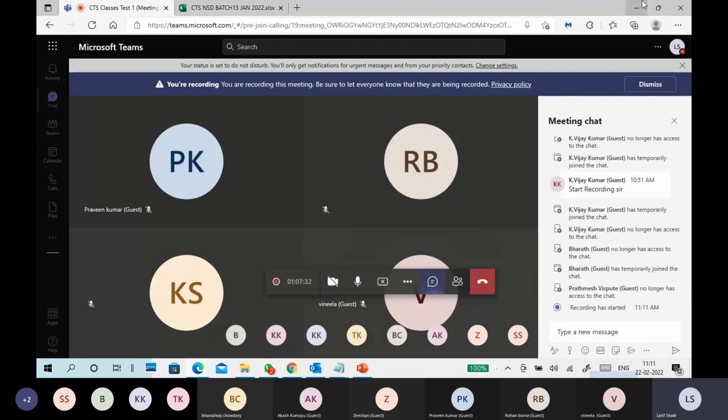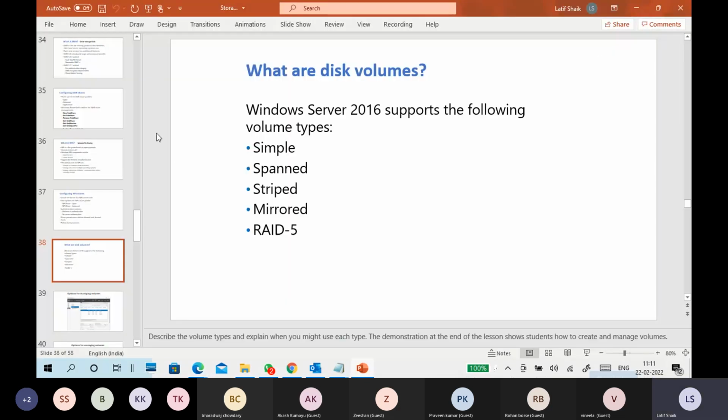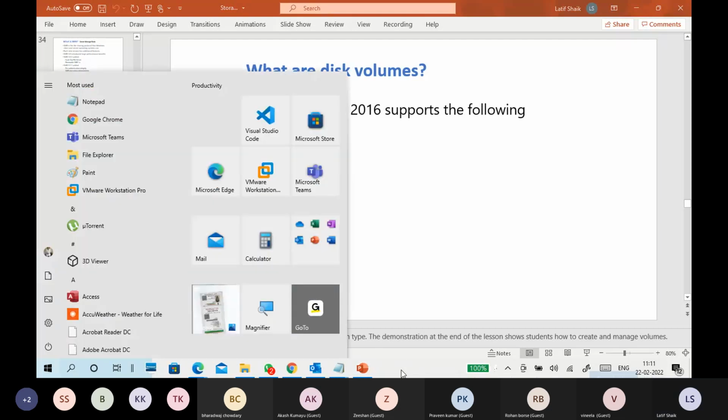Started. Very good. Guys, these are the disk volumes. Okay, disk volumes: simple, spanned, striped, mirrored, RAID 5. These are the volumes. So here for an explanation.